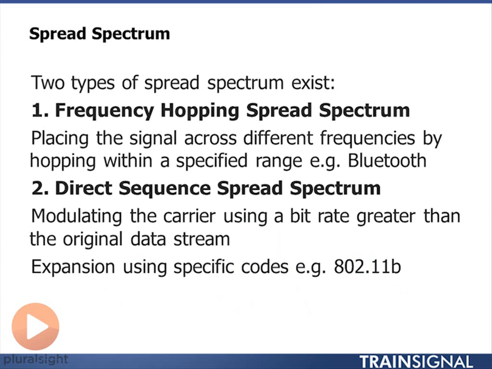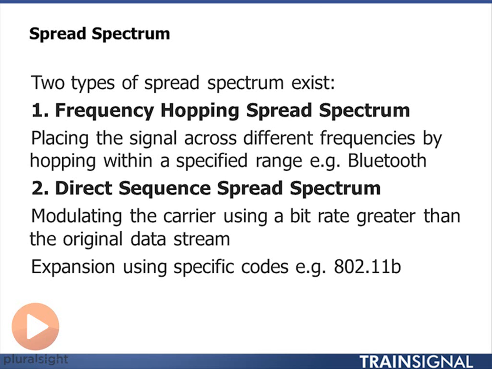There are two types of spread spectrum technique. The first one's frequency hopping spread spectrum, and Bluetooth uses that. And the second one is direct sequence spread spectrum, and this is used by 802.11b. It's also the technique used by Zigbee that we talked about earlier.